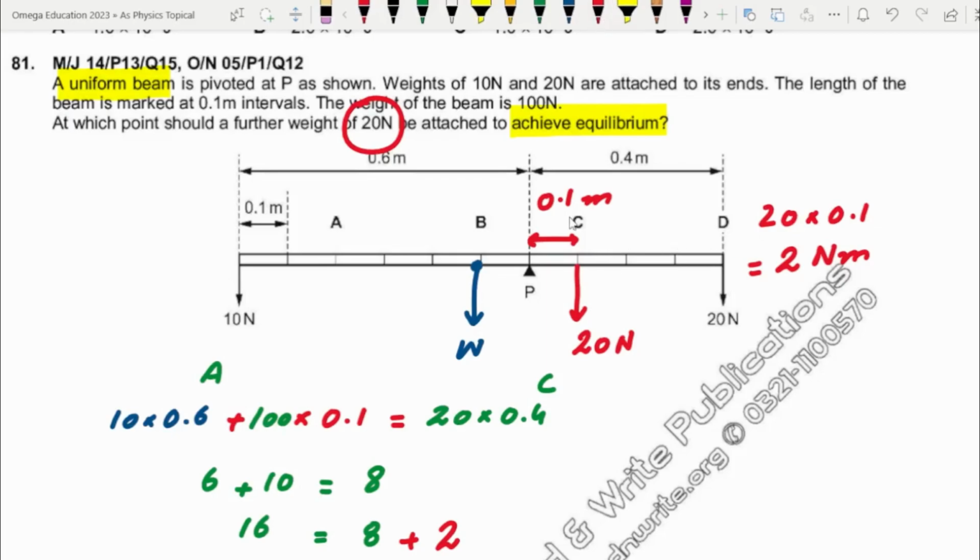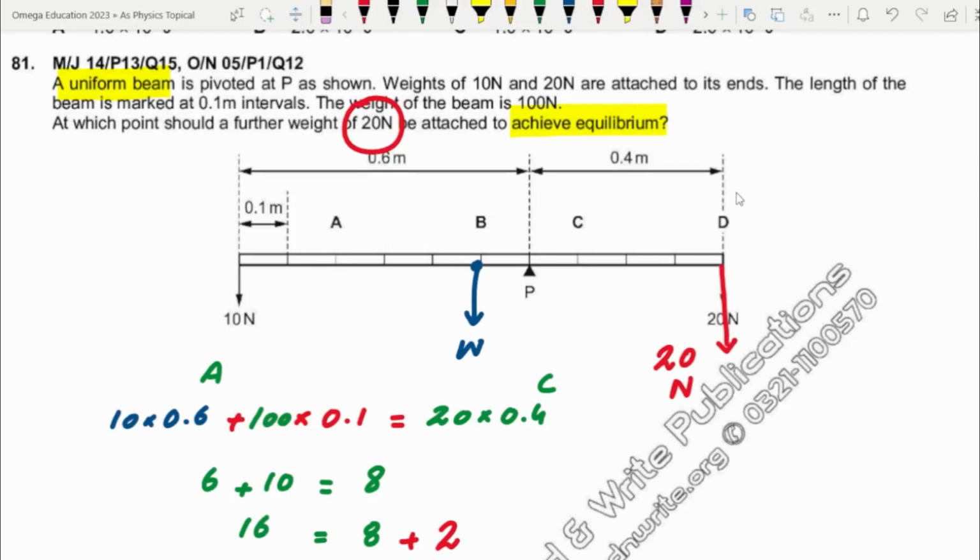So instead, I'm going to add this 20 Newton force at the last point, point D. If I add the extra weight here, 20 Newton, how much moment of force am I going to get? It would be 20 times the perpendicular distance of that force from the pivot, which would be 0.4. And 20 times 0.4, you hit it on the calculator, you get 8 Newton meter. So clockwise, now you'll be getting an extra 8 Newton meter.